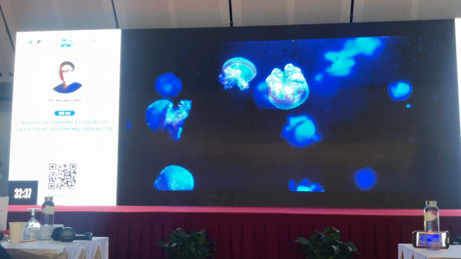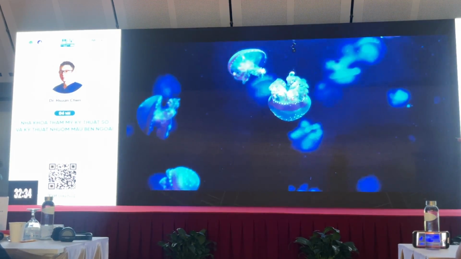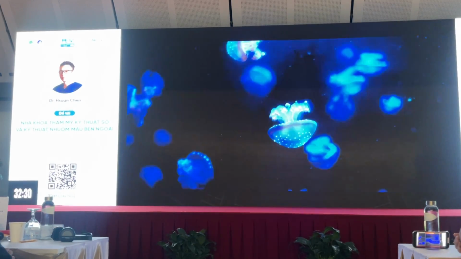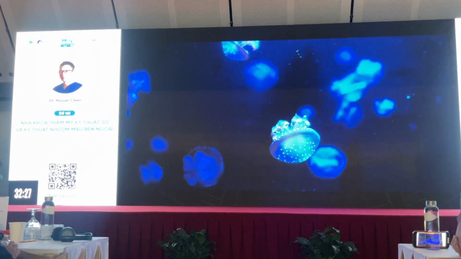The next part I want to talk about is that sometimes it's not possible just to make a good selection and have everything look good, right? A lot of times we need to do actual external staining.